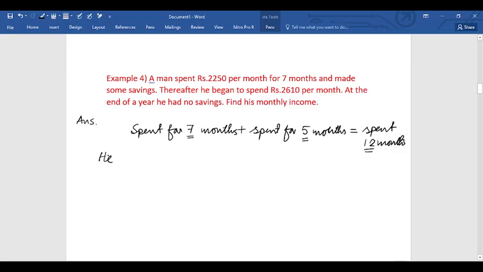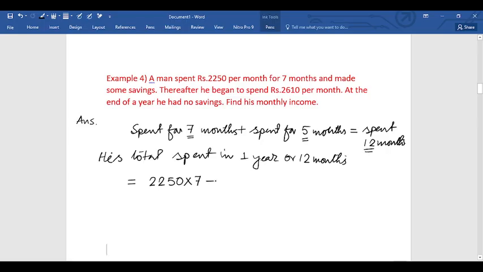Now his total spent in 1 year or 12 months is equal to 2250 into 7 months plus 2610 into 5 months, isn't it? First 7 months he spent this much, and last 5 months he spent this much.